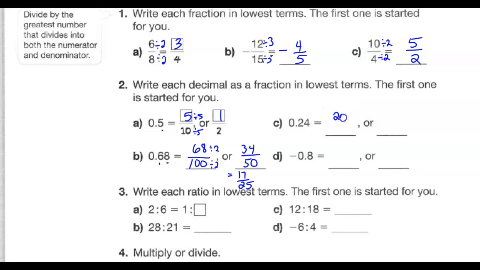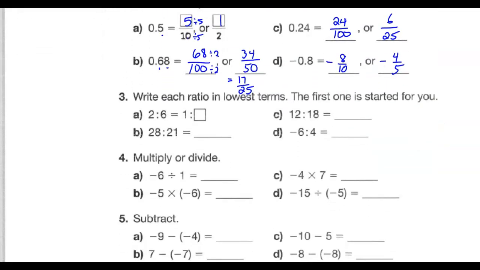Same with the next one, 24 over 100. That one I know 4 goes into 24 and into 100. So I'm going to divide by 4. And this is negative, so keep the negative. And then it's 8, just 1 decimal place, so 8 over 10. And then 2 goes into both. So negative 4 over 5. Okay, so those were decimals to fractions.